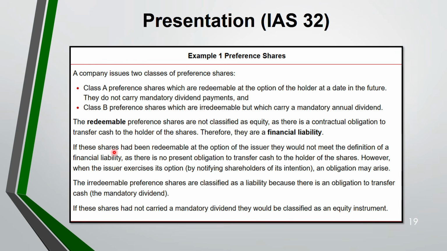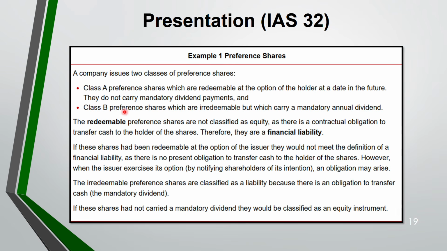See, they are saying if the issuer has the option to redeem, then it would be equity. Then it would not meet the definition of financial liability. But here, the holder is having the option. That's why it is meeting the definition of financial liability. So based on both the two elements, it is meeting the definition of financial liability. Therefore, it's financial liability. Understand?